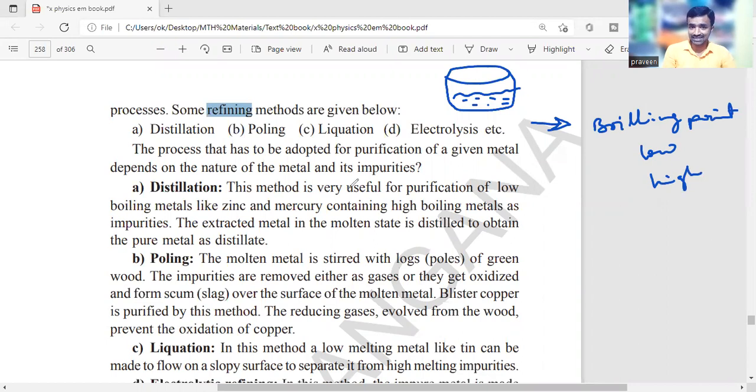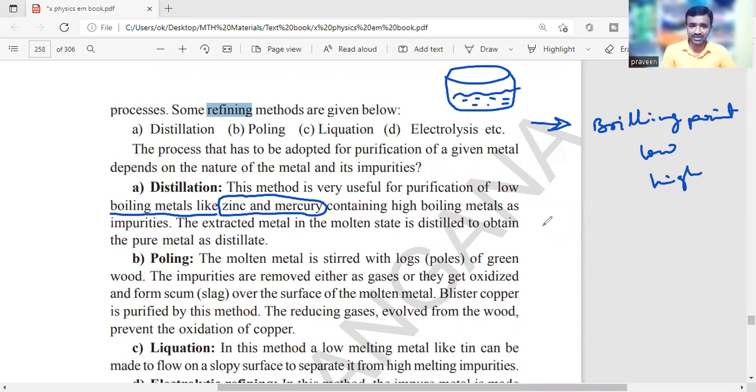So this method is very useful for purification of low boiling point metals like zinc and mercury, containing high boiling point metals as impurities. Or no problem, here low boiling point metals are impurities and high boiling point metals are pure metals, then the impurities can be evaporated. So you need a difference between the boiling points. Then only can we apply this method.